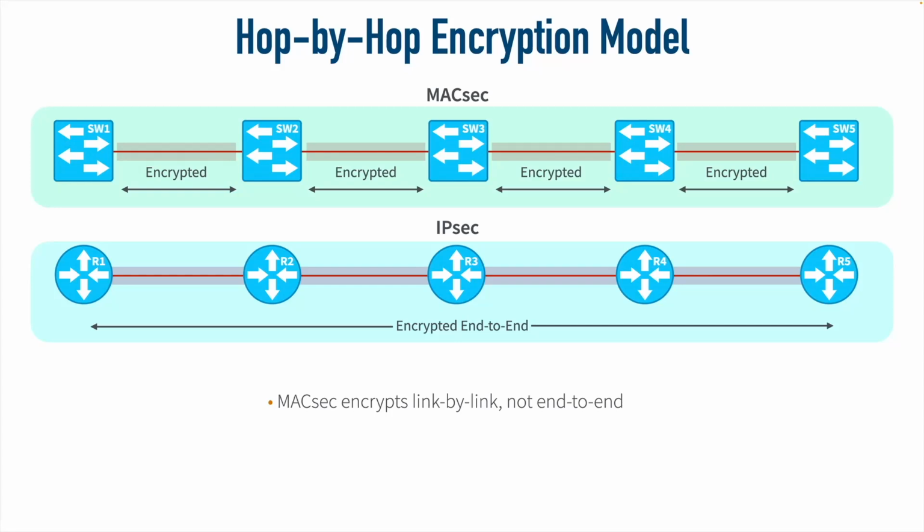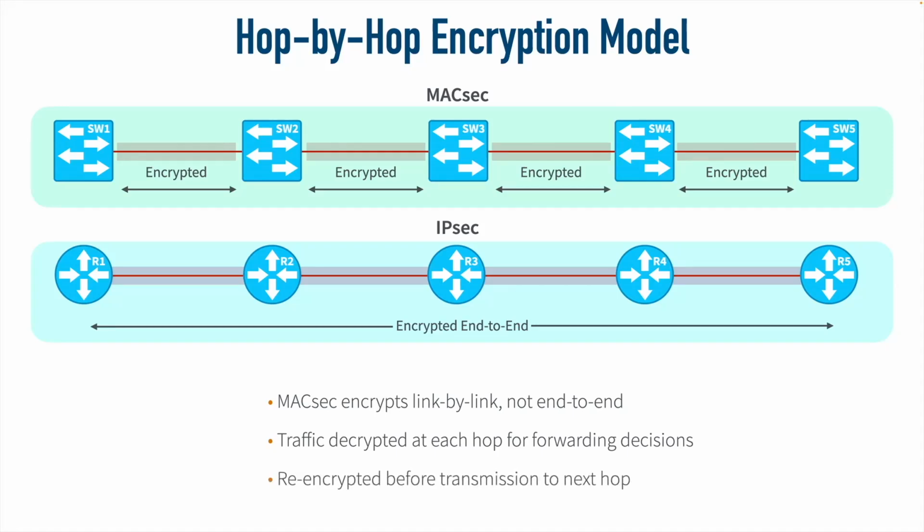But in the case of MACsec, all 5 switches in our example, they would need to be configured for MACsec because at each switch hop, traffic is going to be decrypted, so each switch can make an appropriate forwarding decision, and then it's going to be re-encrypted and sent to the next switch hop. And that is a look at the MACsec standard. It's an IEEE standard that gives us layer 2 security between our switches on a hop-by-hop basis, and even between an endpoint and a switch.